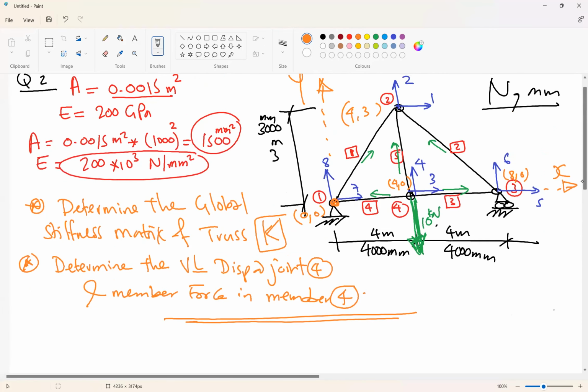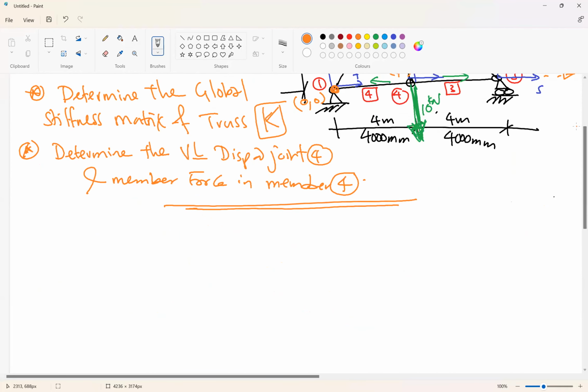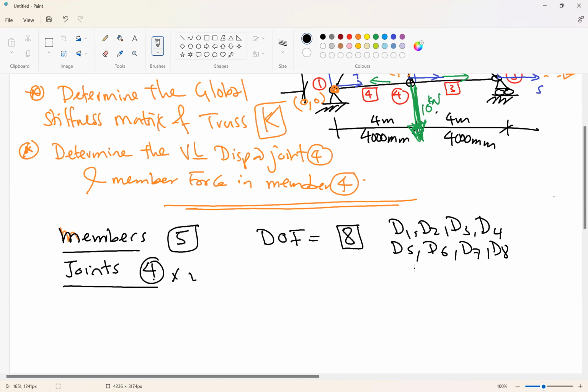Before I start, I will do it in the beginning. How many members do we have? We have 5 members. How many joints or nodes? We have 4 nodes. How many degrees of freedom? We have 4 nodes times 2, so it will be 8 degrees of freedom, from D1, D2, D3, D4, D5, D6, D7, D8.